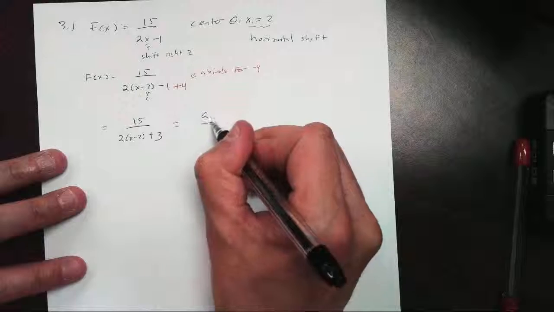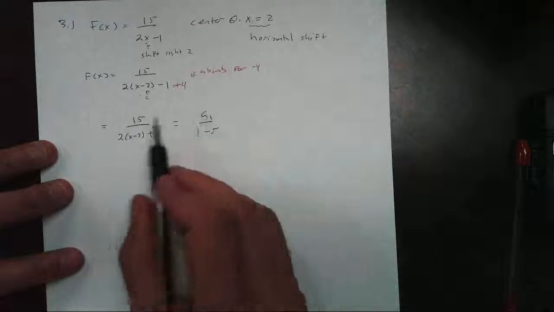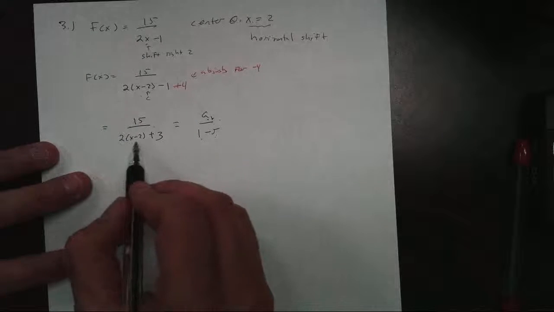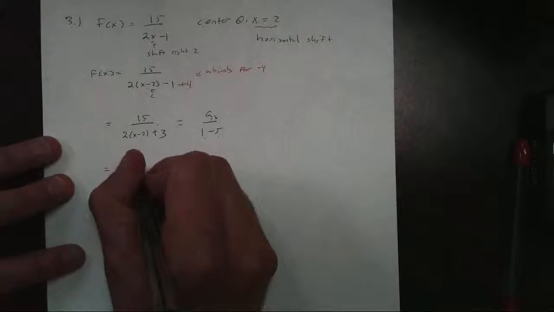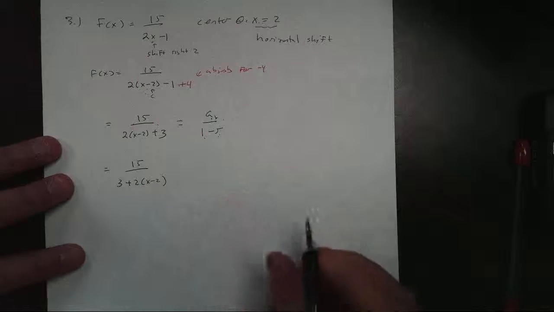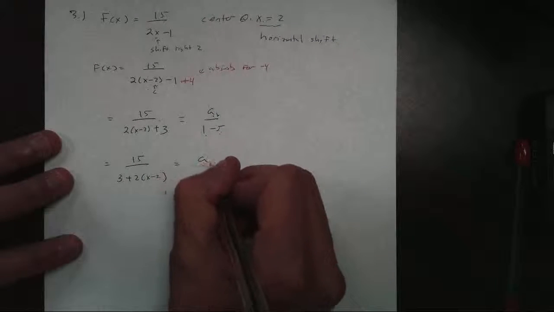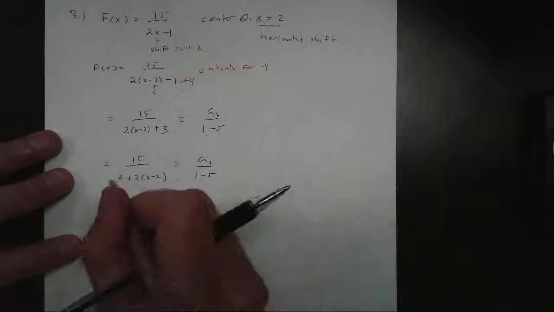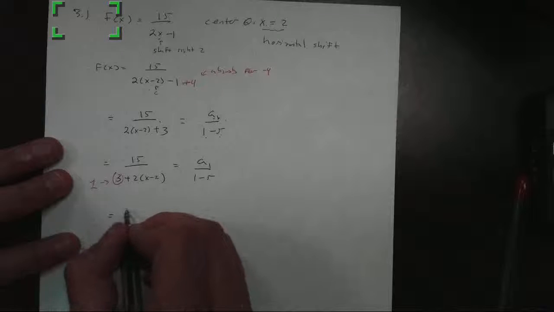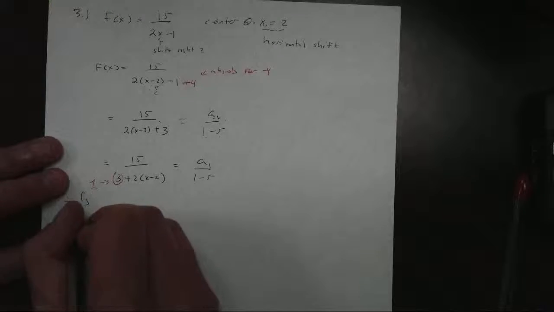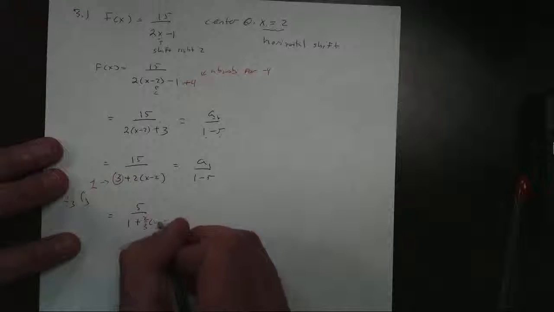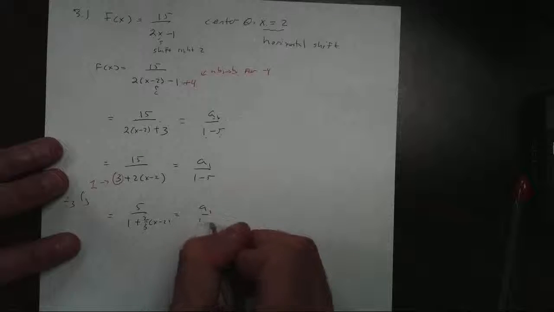And now I'm going to start manipulating it. It's going to be equal to my first term over 1 minus r. I need to get this exact thing to look alike. The first thing I'm going to do is switch my places here. It's 1 minus r. That's my r, but I've got to switch it around. So I'm going to write this as 15 over 3 plus 2 times x minus 2. And now, same as before, there's my first term, 1 minus r. I want this to be a 1, so I'm going to divide everything by 3. So I get 5 over 1 plus 2/3 x minus 2 equals a sub 1 over 1 minus r.